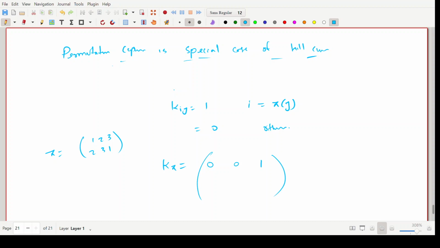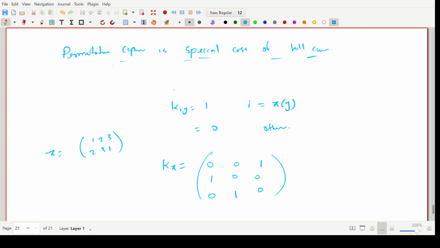Did I write the inverse of this? Yes, see, pi of j should be i, so I am actually writing the inverse of this. So 2 3 means 3 2, third row, second column. So here it should be 1. And then 3 1 means 1 3. That is done. 1 2 means 2 1, so here it should be 1. So this is my matrix.